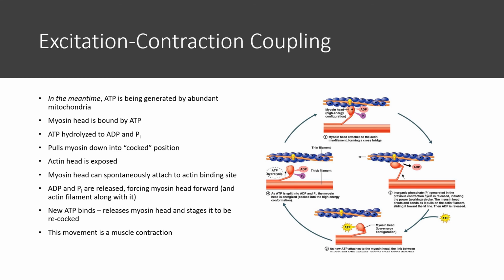You're constantly making ATP. Now remember, the steps of the power stroke. The myosin head is bound by ATP. It'll hydrolyze into ADP and a phosphate, and it'll pull the myosin head down into a cocked position, ready to go. So you start off with ATP. It'll cock and get ready to go.